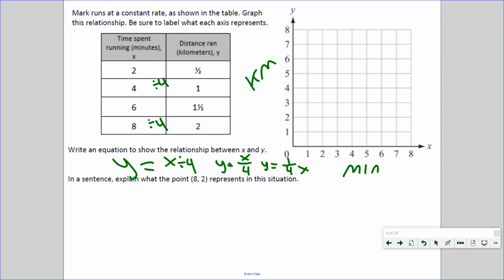In a sentence, explain what the point (8, 2) represents in the situation. That means he ran for 8 minutes, he covered 2 kilometers. That's how many kilometers he ran.